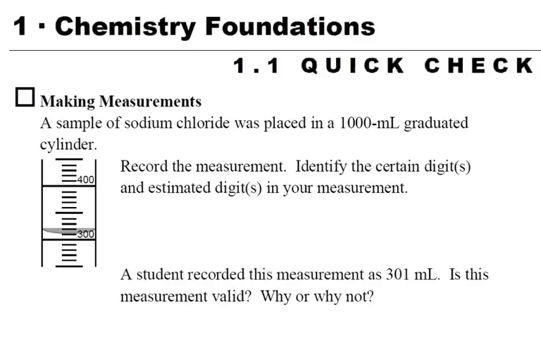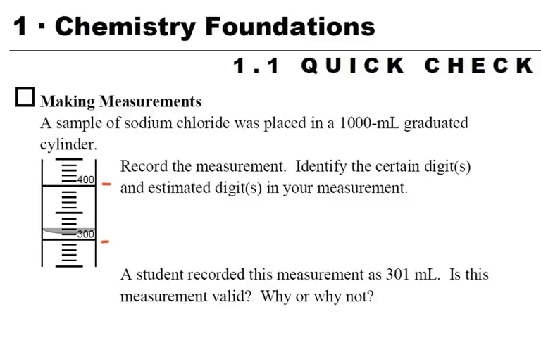Okay, I'm going to go over the answers here to the 1.1 quick check. First off, we're looking at a graduated cylinder, and it says record the measurement. So we have to look at it and say, okay, I see that there's a 300, I see 400, and there's 10 lines in between. So each of those lines must represent 10.